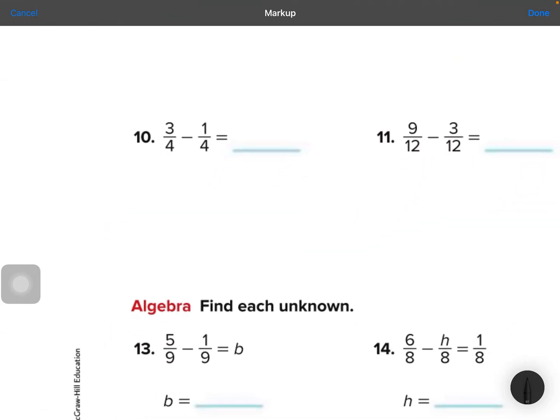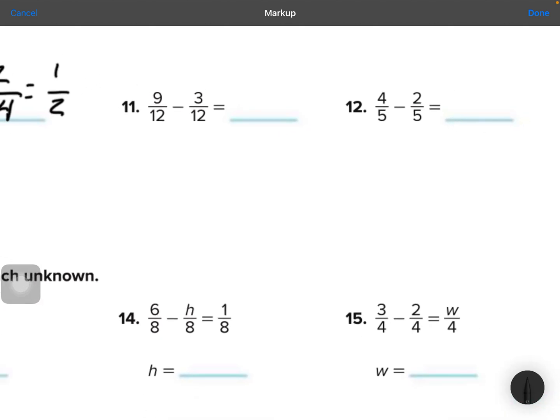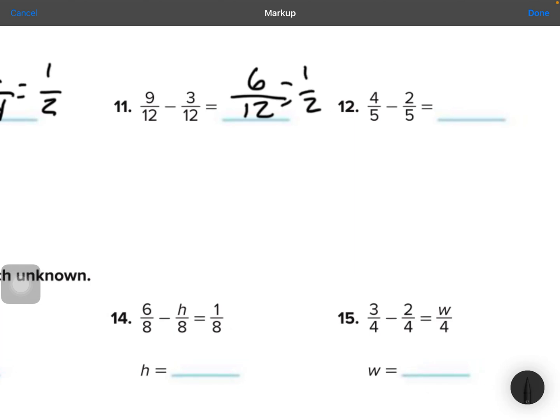Number 10, we have 3/4 minus 1/4. Bring that 4 over. 3 subtract 1 is 2. Oop, I can simplify. 2 can go into both of these. 2 will go into the numerator 1 time. 2 will go into the denominator twice. Okay, we are subtracting like fractions. So we just bring that 12 straight across. 9 minus 3 is going to be 6, and then that will simplify down to 1/2.